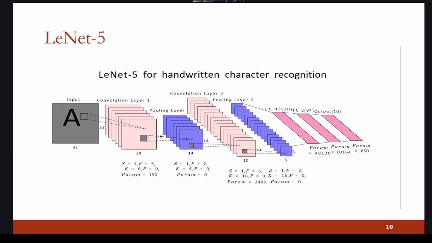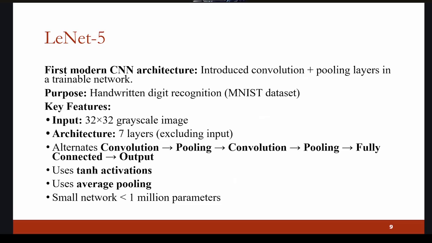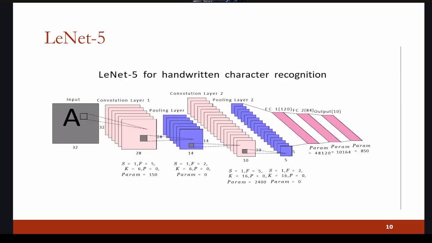And then on top of it, since it is a 10 classification task, you have 10 neurons at the final layer, which is able to classify the handwritten character into any one of the 10 classes. So this is the architecture, and the parameters of this model are less than 1 million.